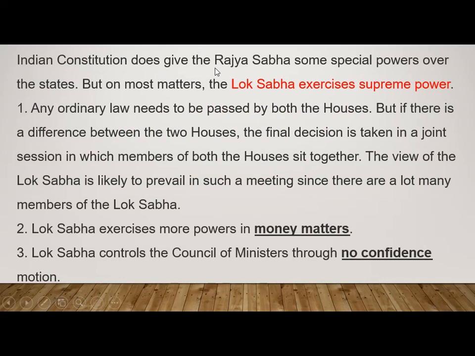Our Indian Constitution does give Rajya Sabha some special power over the states because they look into the internal matters of the states. But on most matters, Lok Sabha exercises supreme power as its members are elected by the people.